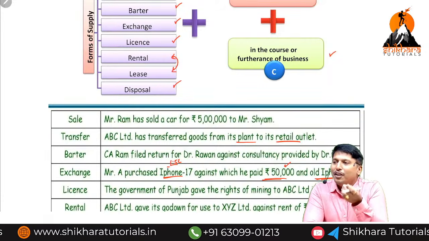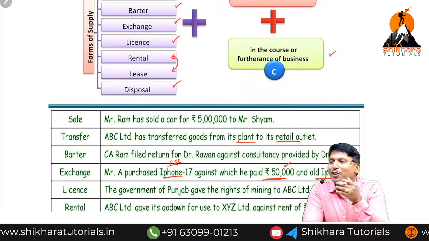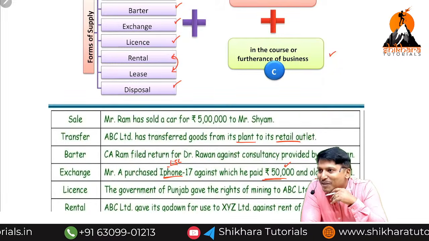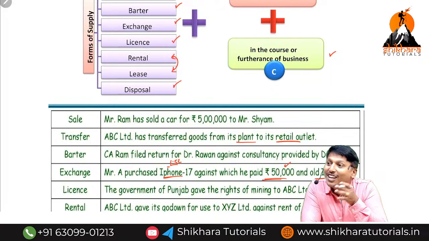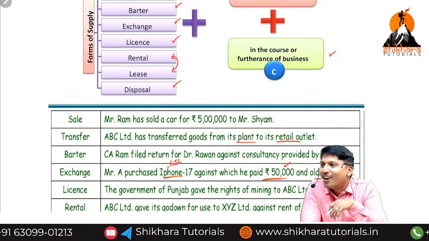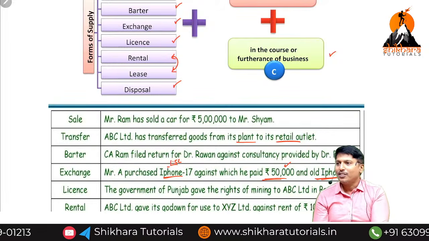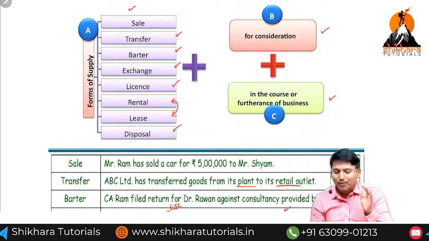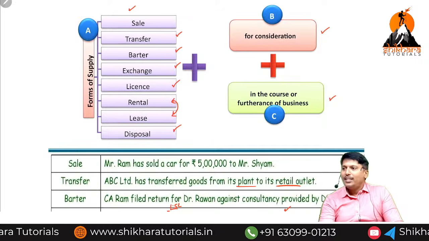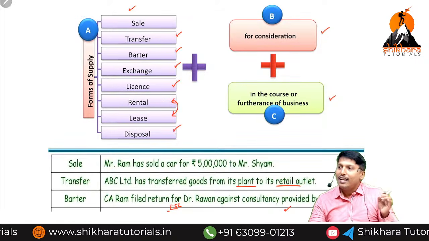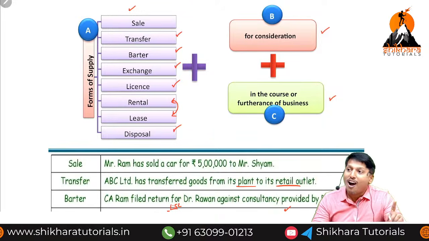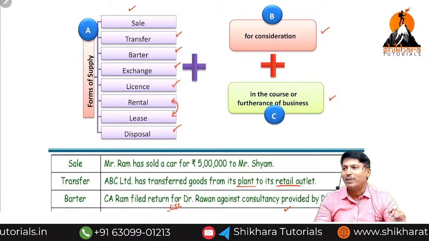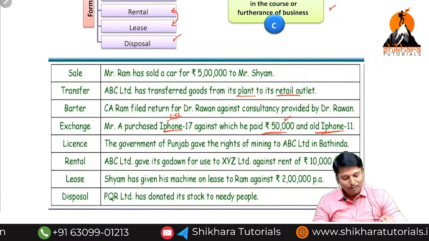In your house, your mother used to sell, after the year ending, your books and newspapers to the paper wala. Is it a supply? No. Why? It is not done in the course of business. You got it? First point. All forms of sale, transfer, barter, exchange, license, rental, lease, disposal for what? Consideration in the course or furtherance of business. Any doubt? We'll see these examples once again.